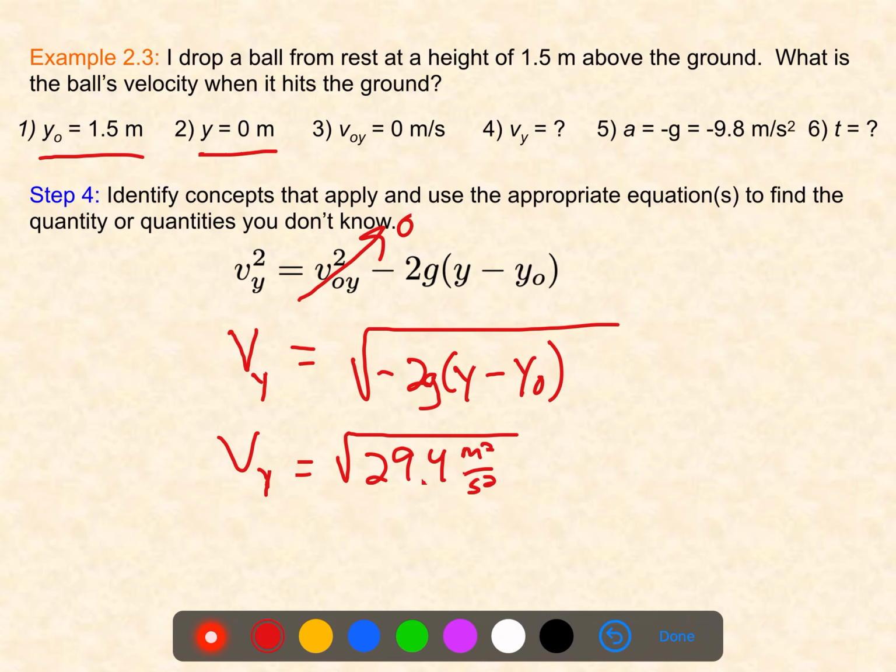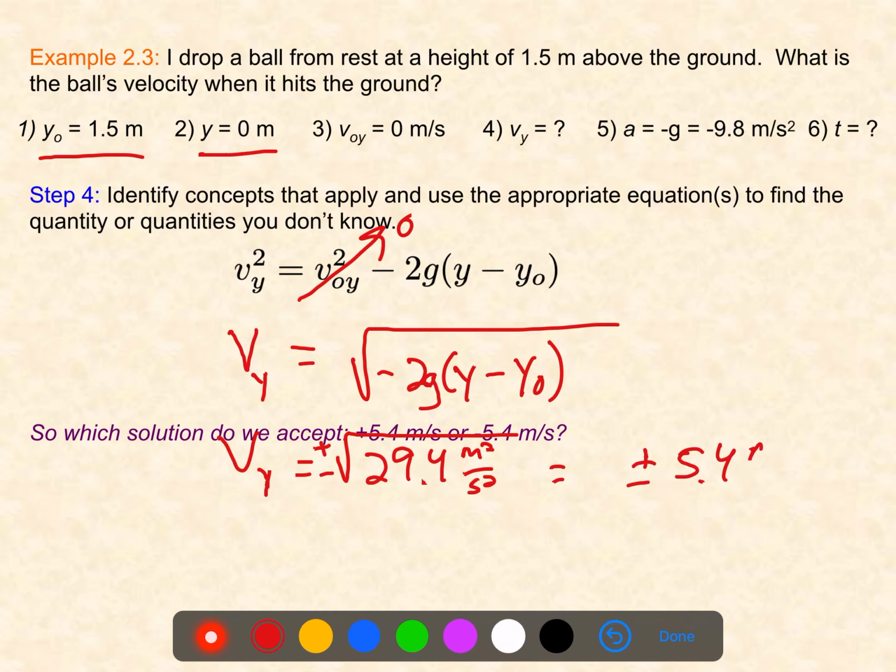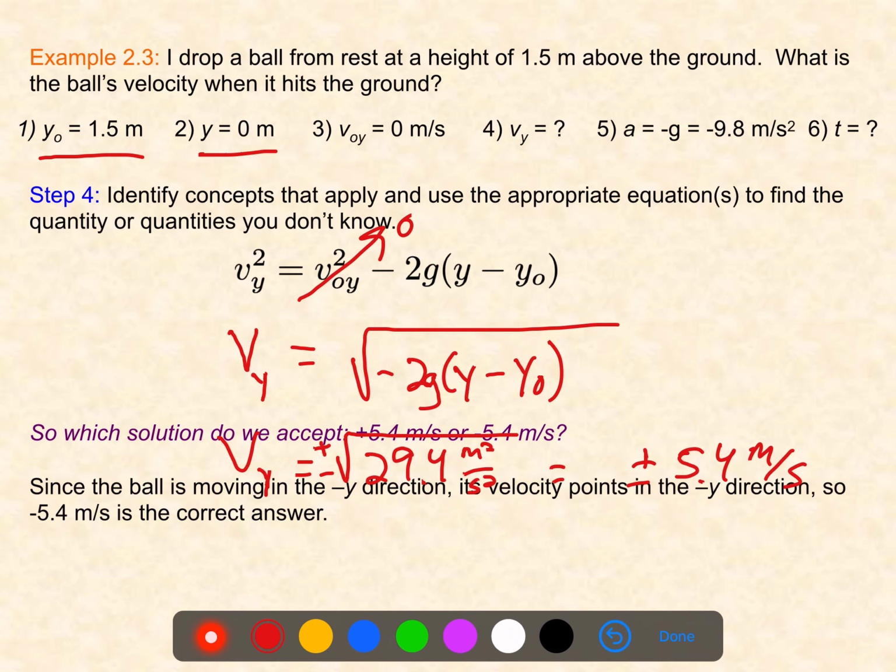underneath the square root. Now, if you ask a mathematical purist, you would know that when I take a square root, there's a positive or negative that's possible here, right? And so which one are we going to accept? This turns out to be plus or minus 5.4 meters per second. I need to think about this because velocity has a directionality to it and not just a magnitude. Since the ball was falling down, that corresponded to my negative y direction, and so we are going to accept the negative answer. Minus 5.4 meters per second is the final velocity of this dropped object.